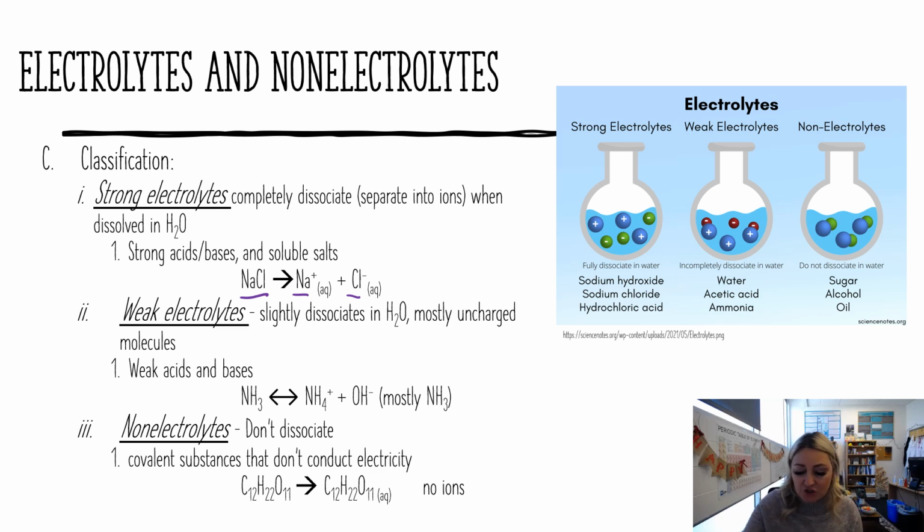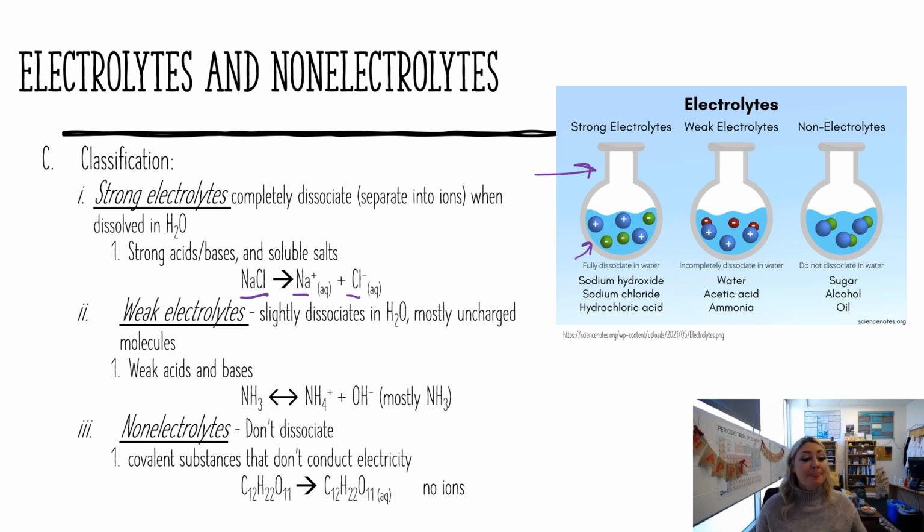Looking at our image, strong electrolytes, we see complete dissociation. So the pluses are completely separated from the minuses. You have water surrounding all of those. Other examples of strong acids and bases would be sodium hydroxide, hydrochloric acid, any of those strong acids and bases.